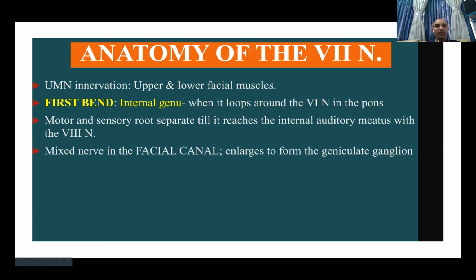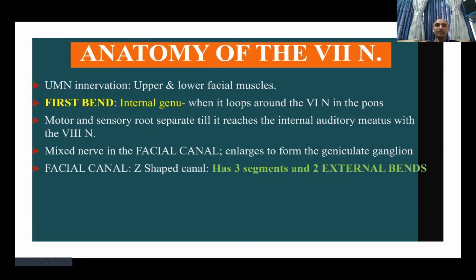The moment it reaches the internal auditory meatus, it enters the fallopian canal or the facial canal, which is a Z-shaped canal, from the internal auditory meatus till the exit of the nerve at the stylomastoid foramen. It has been divided for the basis of understanding into 3 segments, both anatomically as well as functionally. And here is where the facial nerve takes 2 external bends.